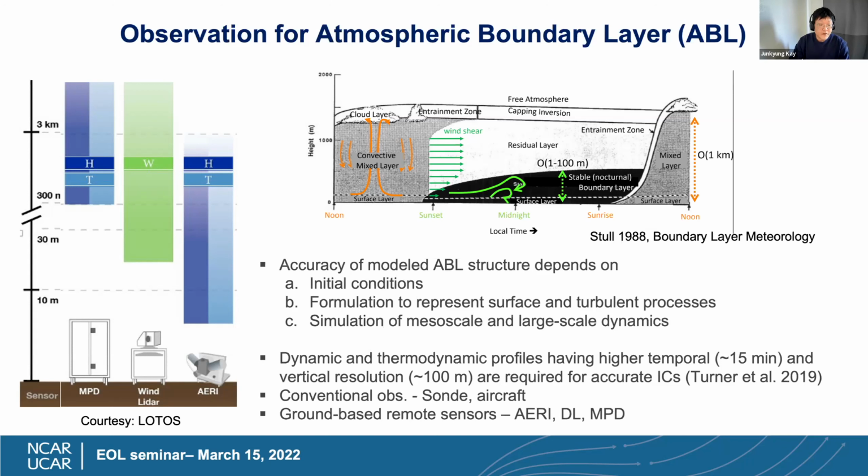So these days, ground-based remote sensors have been developed, and the left figure shows an example of these ABL profilers, the AERI, the Doppler wind lidar, and MPD. They measure different types of variables and have very different vertical ranges.